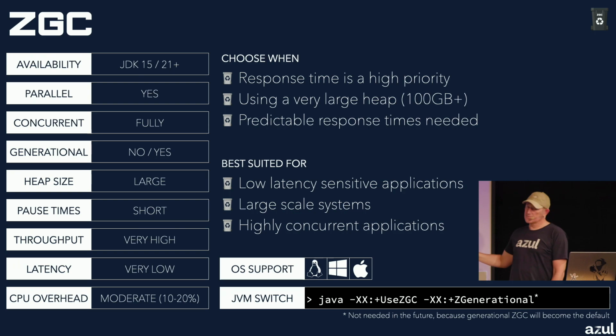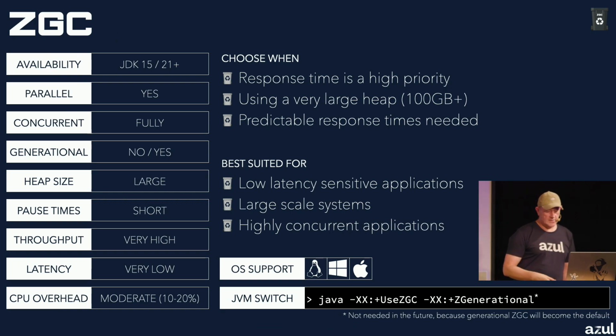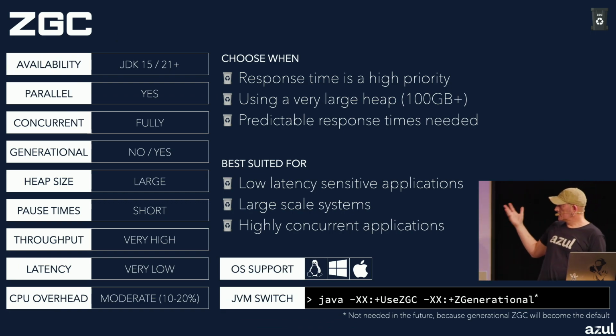This one shines if you work with 100 gigabytes of RAM and 20 CPUs. This is awesome. There's nothing better than this. But if you have smaller things, it's not the best collector. It came first as a non-generational version in JDK 15, and with JDK 21 we now saw a generational one, which is also now the default. The non-generational one is already deprecated, so it won't be supported in the future.